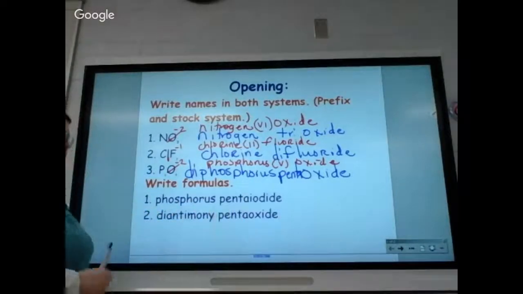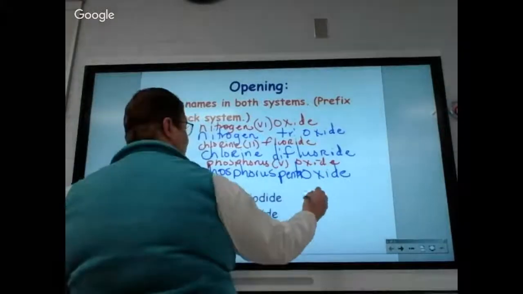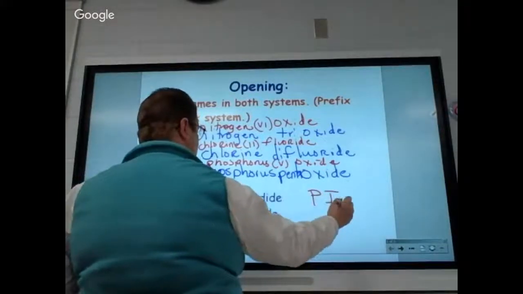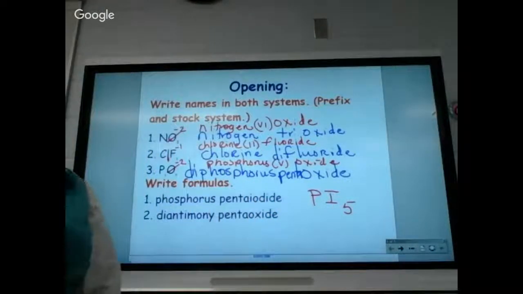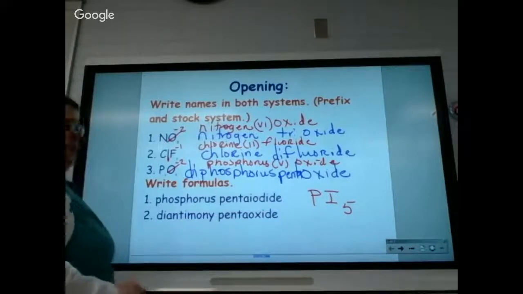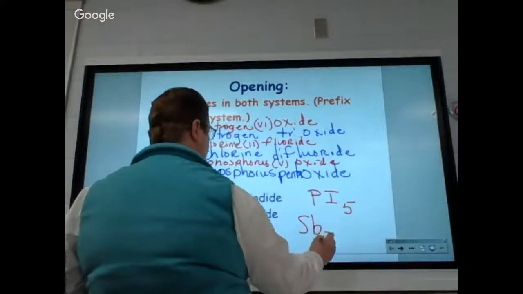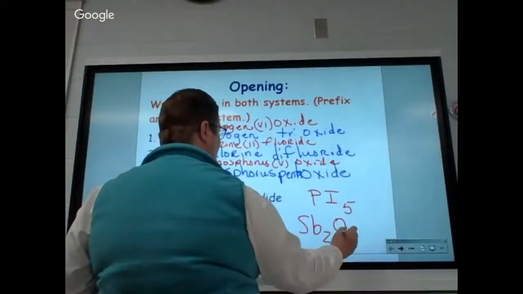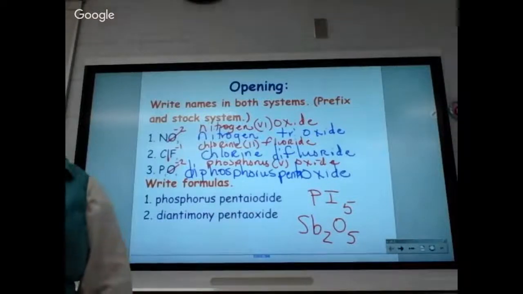Phosphorus pentoxide. How do I write the formula? P2O5. We okay on that? Okay. Diantimony. How do I write diantimony? Sb2O5. Everybody cool with that? Yes. Everybody feels all right about the opening.